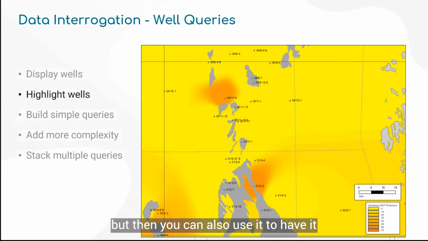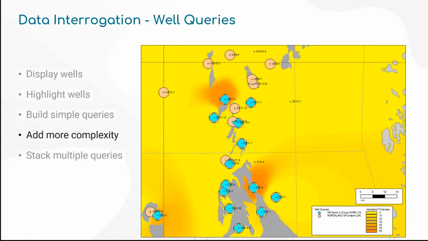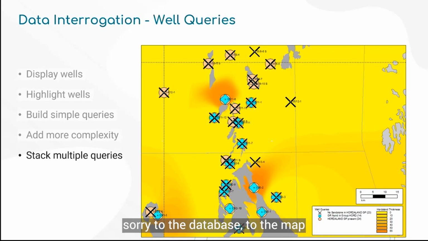But then you can also use it to highlight the wells. So of all of these, highlight the wells that have Hordaland group present. And you can see we have some wells that are still visible, but they don't have that orange highlight on them. So those are very simple queries, but you can stack them up and add multiple queries to the database, to the map, so that you can see the wells that are going to be useful to you and are going to help you generate the grid, for example.